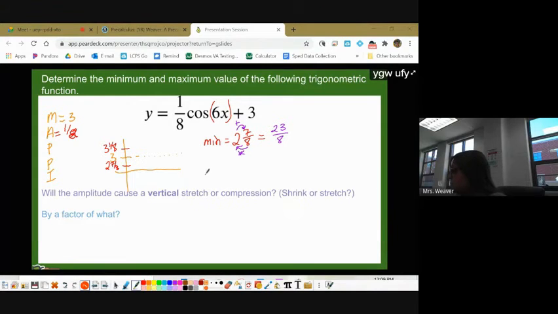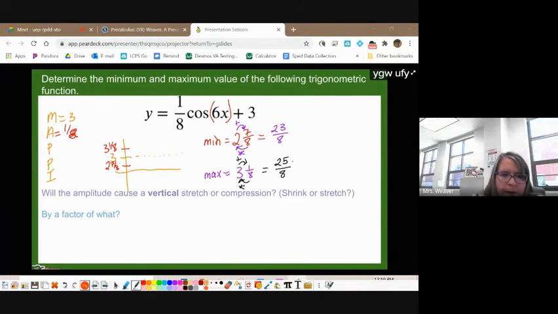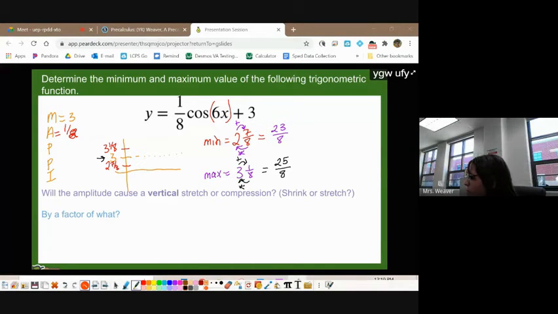Our maximum, we said, was at 3 1/8. So again, if we multiply by the denominator and add the numerator, 8 times 3 is 24, plus 1 is 25 over 8. Okay, so our minimum's at 23 over 8 and our maximum's at 25 over 8. You can see 24 over 8 would be right in the middle, and 24 divided by 8 does simplify to 3, which is our midline. So we know we did okay on our numbers there. Okay, so there's our minimum and maximum. So good job with that, Gavin.